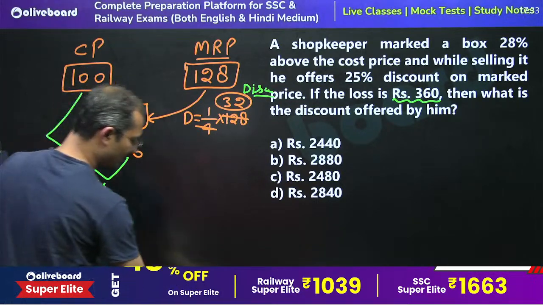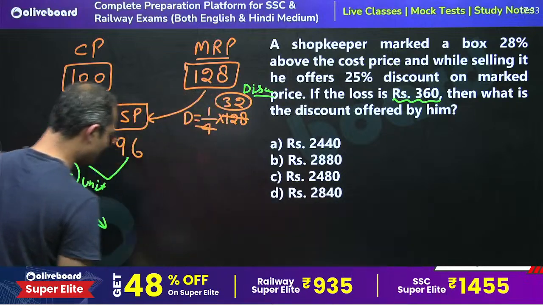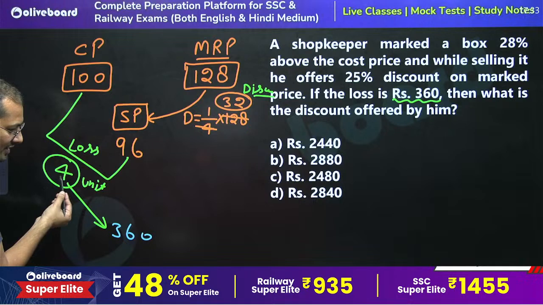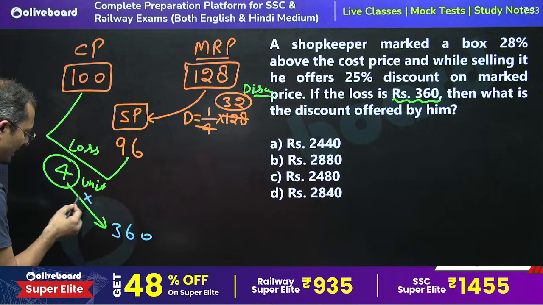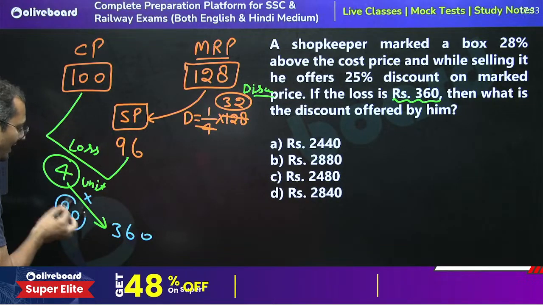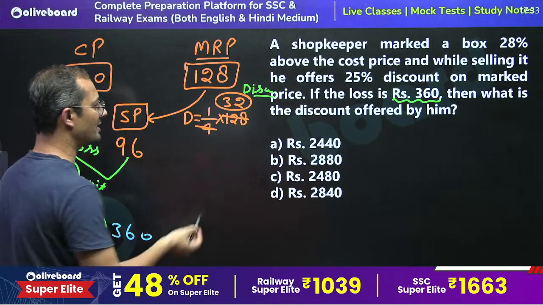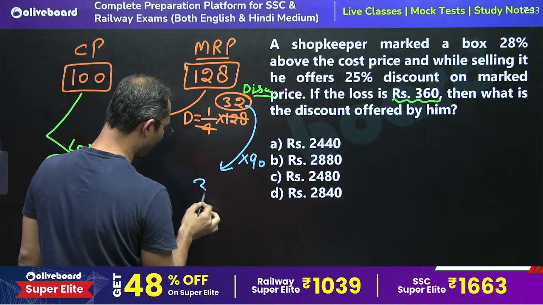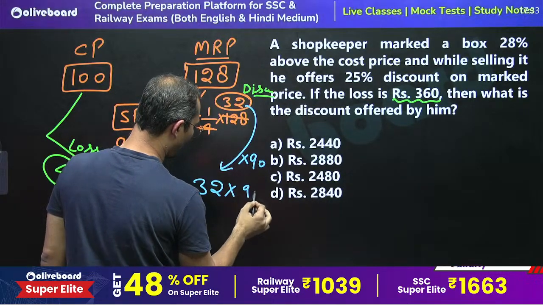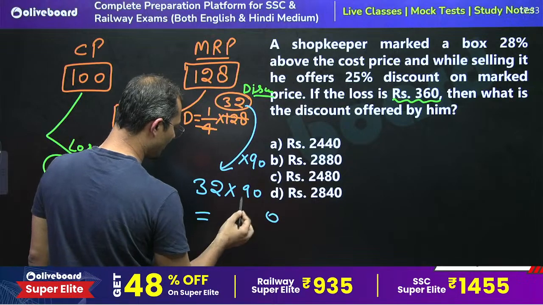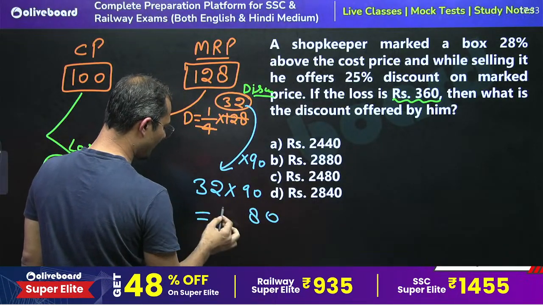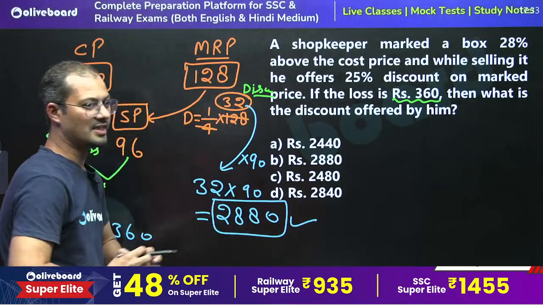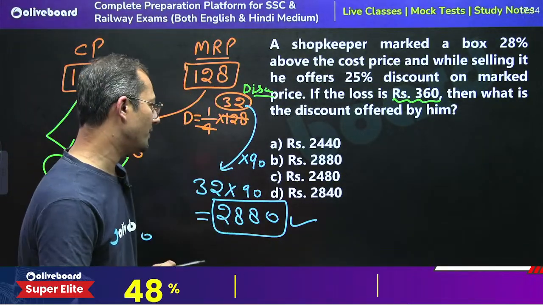Whereas the actual loss is 360. So we can say that 4 units is equal to 360. So the actual loss is 90 times the unit. So how much discount is being offered? 90 times of 32. So the shopkeeper is offering 32 into 90: 0, 9 into 2 is 18, carry 1, 27 and 1, 28, right? So 2880 rupees is being offered.